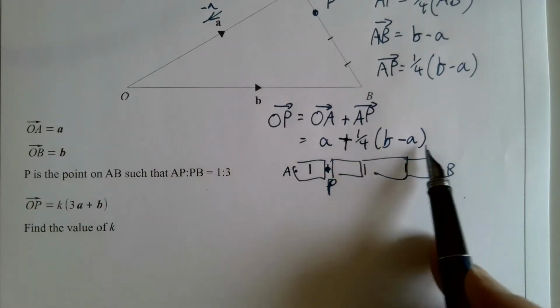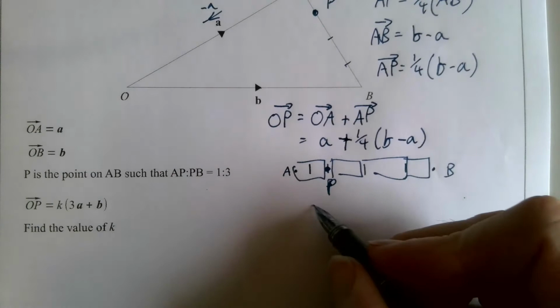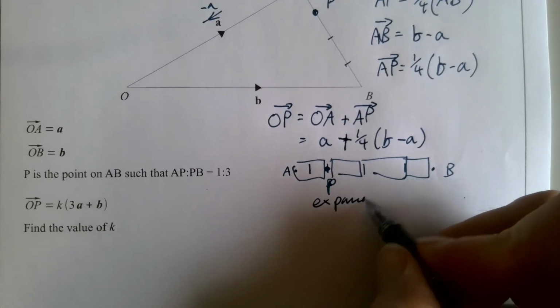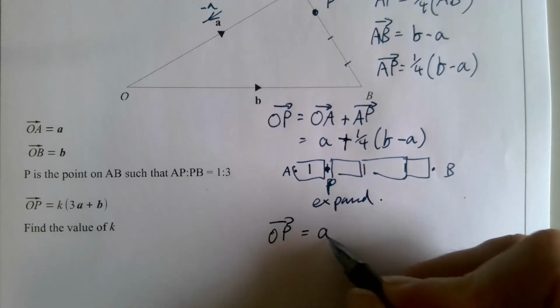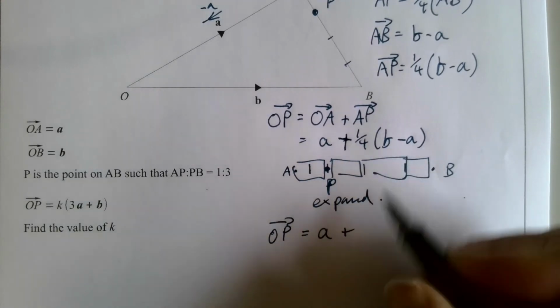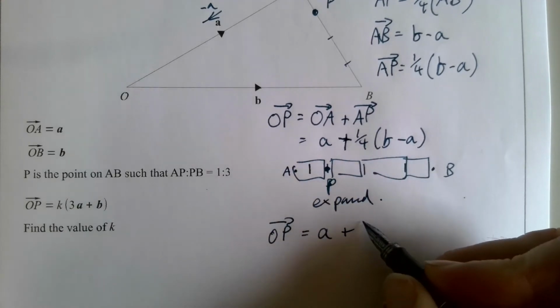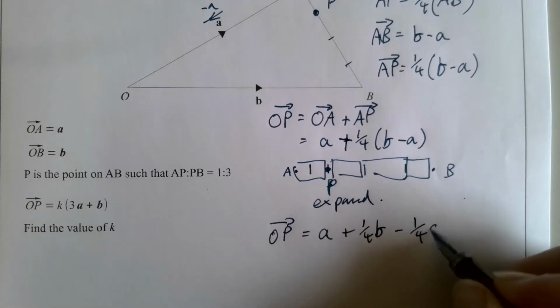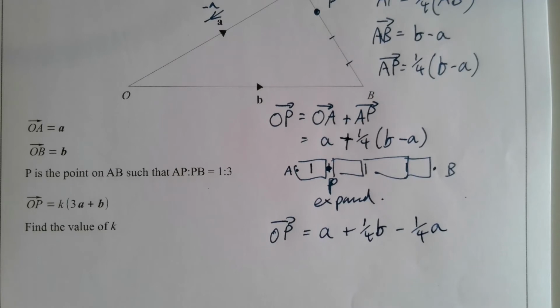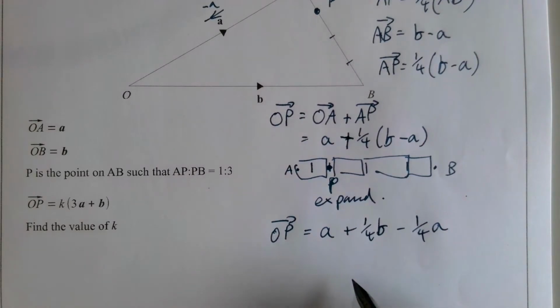Now I've got a bracket to expand there, so if I expand the bracket, I can say that O to P is going to be A plus 1/4 of B minus 1/4 of A. Now you can write it as B over 4 and A over 4, but actually it's easier if we write it with the fraction in front of it. And I'll show you why in a moment.